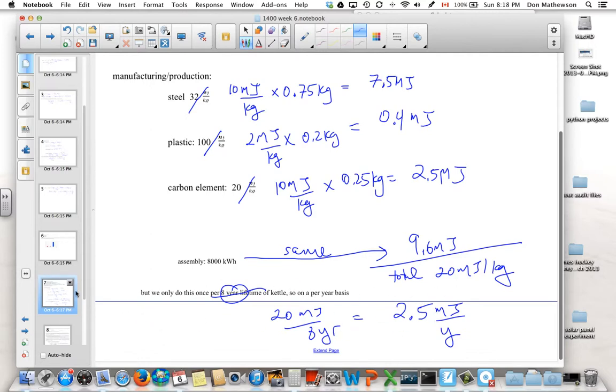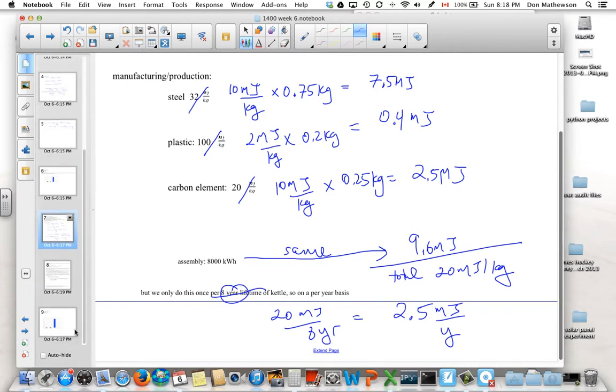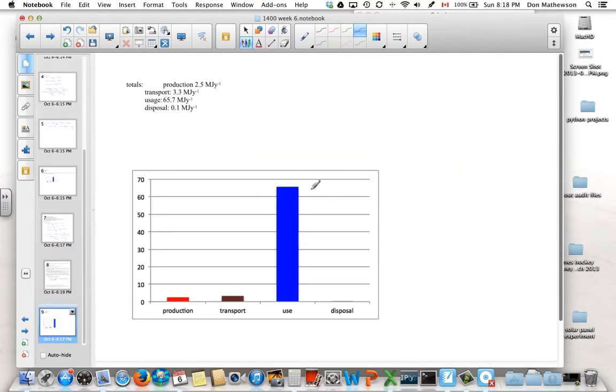And if we look at the graphic then, the totals, transportation is the same as before, usage is the same as before. It turns out disposal is the same as before too, because it's 200 kilometers to the recycling facility, and we send 200 kilometers to the landfill as well. So this is a lot less, right? Previously it was up here at around 7.5. Now it's about 2.5. So we definitely have a much smaller embedded energy in the product, right?